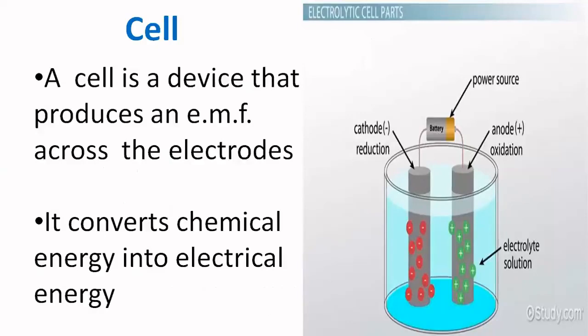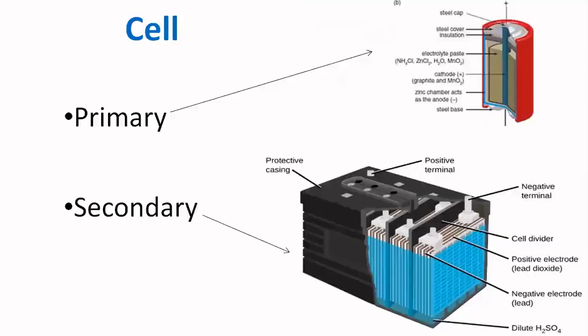Next, we move on to the special topic, which is about the cell. A cell is a device that produces an EMF across the electrodes so as to supply electric current to an external circuit. It can also be said that it converts chemical energy into electrical energy. There are two types of cells. One is primary cell and the other is secondary cell.